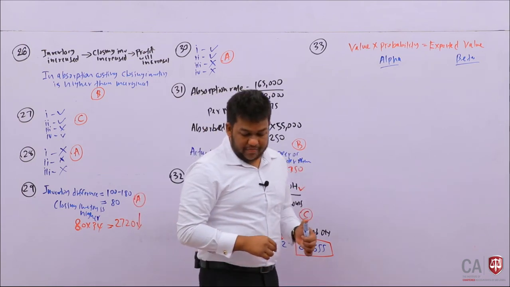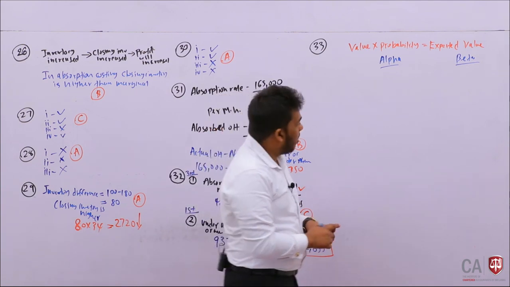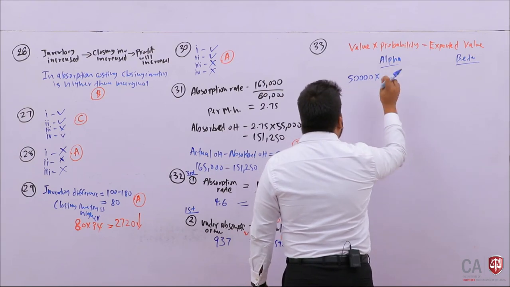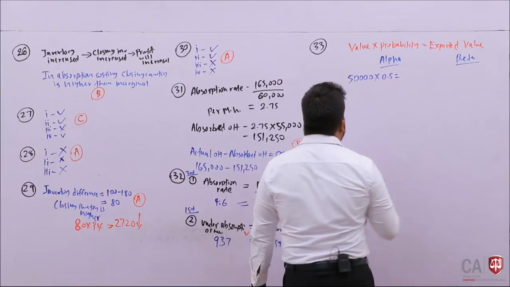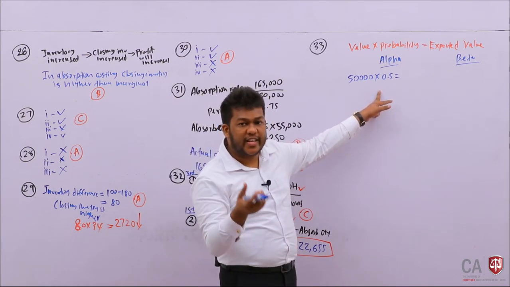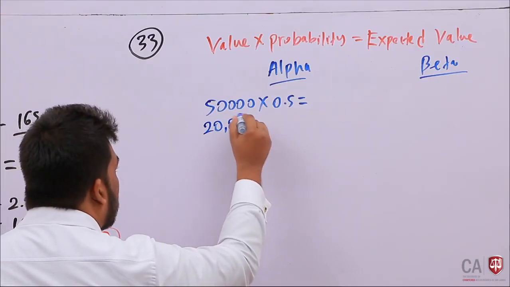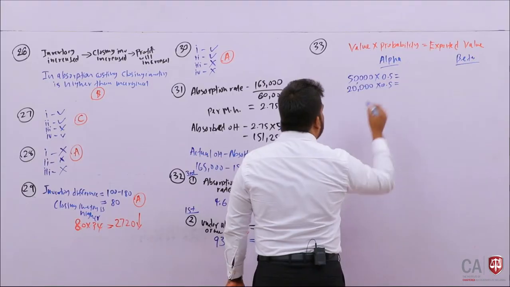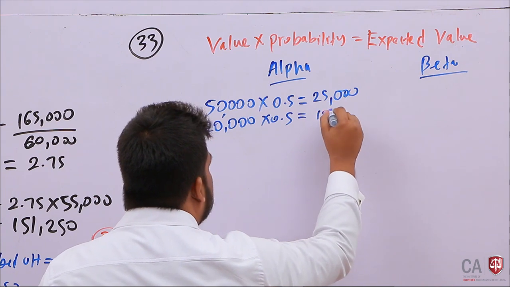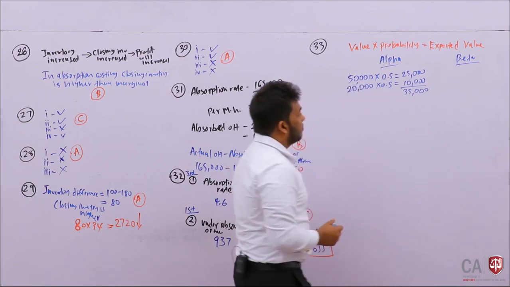So for alpha: 50,000 profit, 0.5 probability. 50,000 value into the probability, then the next value into the other probability. The total of this is the expected value, the expected profit. 20,000 into 0.5, so this into this is 25,000. This into this is 10,000. Total of this is 35,000.